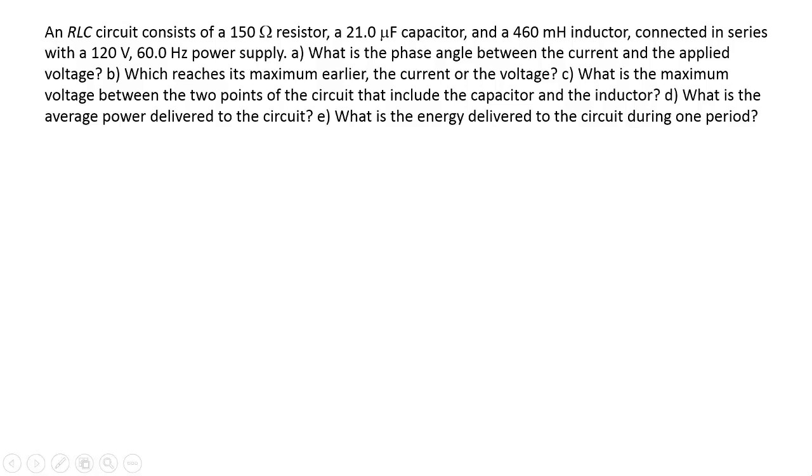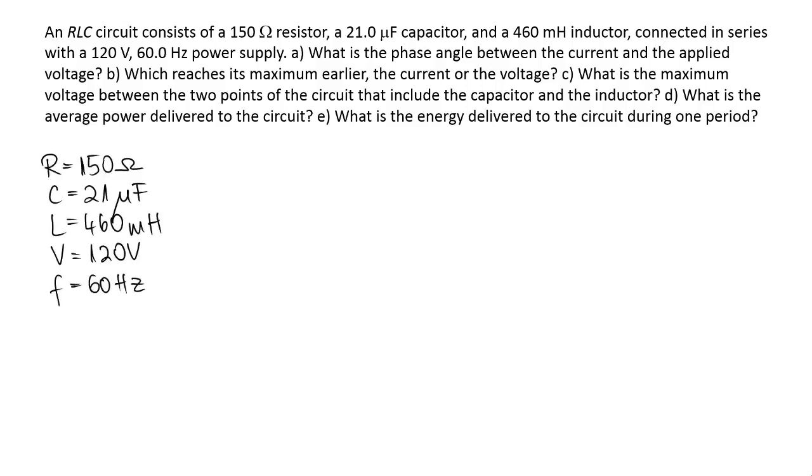An RLC circuit consists of a 150 ohms resistor, a 21 microfarads capacitor, and a 460 millihenry inductor connected in series with a 120 volt 60 Hz power supply. In the first part of the problem, we need to find the phase angle between the current and the applied voltage. Well, let's write down what the problem gives us.